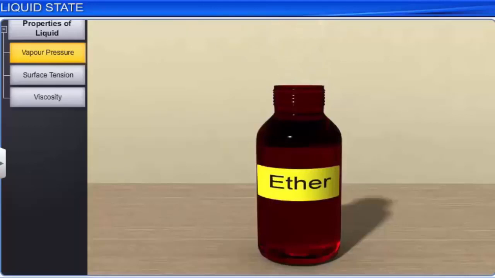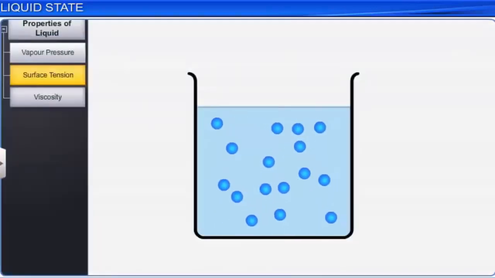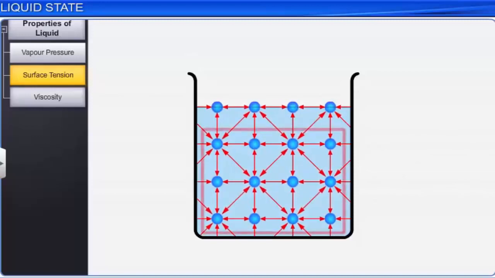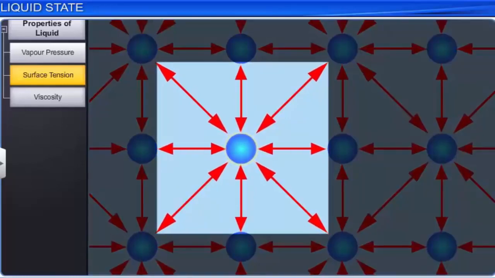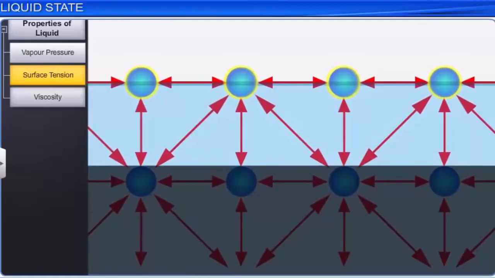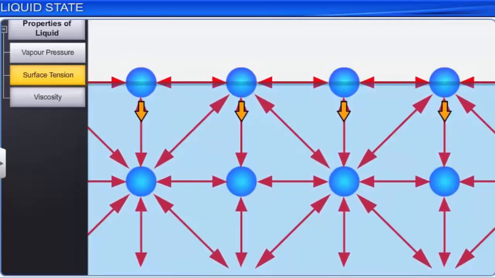Let's now discuss surface tension. This property of liquids arises from the intermolecular forces of attraction. A molecule in the interior of a liquid experiences equal intermolecular forces of attraction from all sides. Therefore, a single molecule in the bulk of liquid does not experience any net force. However, the molecules on the surface experience a net downward attractive force towards the interior of the liquid due to the molecules below it. Thus, we see that there is a tendency on the part of the surface molecules to go into the bulk of the liquid.